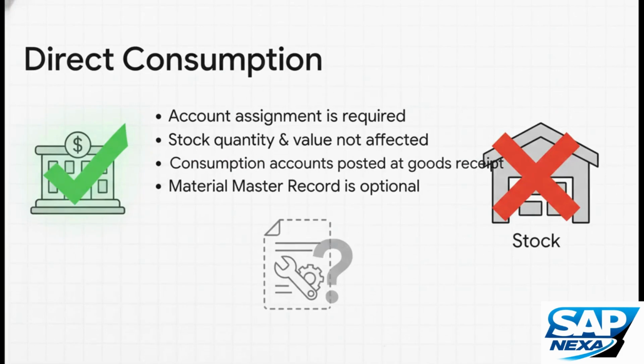Now, this is basically the mirror opposite of procuring for stock. Here, an account assignment is mandatory. You have to tell SAP which department's budget is paying for this. Since it's used right away, your inventory levels and value don't get touched at all. And because you might be buying a unique one-off service or item, a formal material master record isn't always needed, which gives you a lot more flexibility.